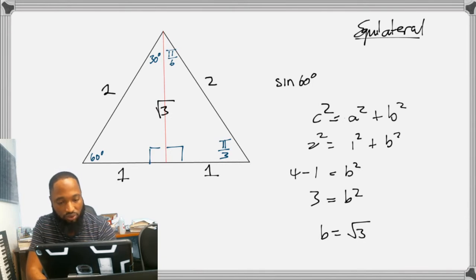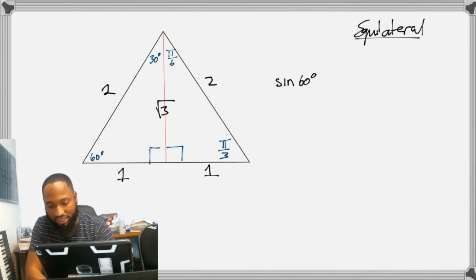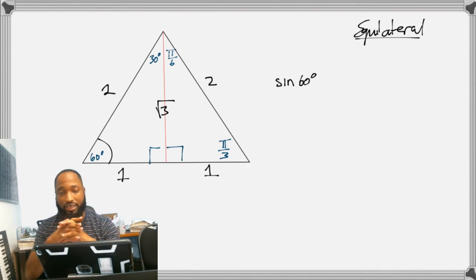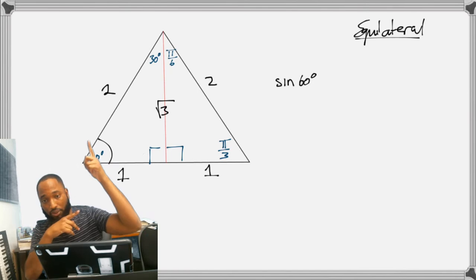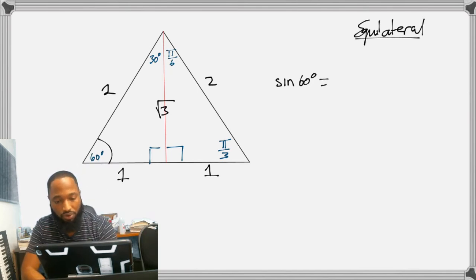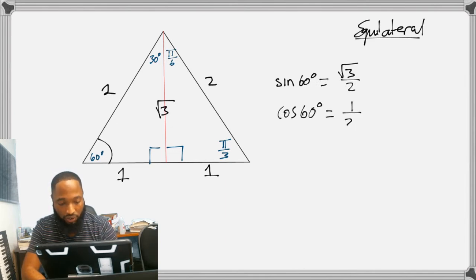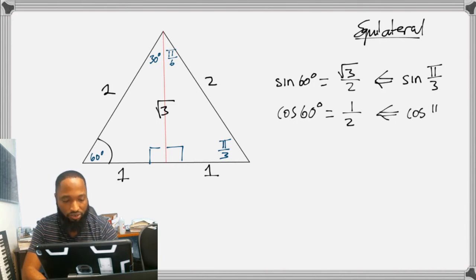So now we can find out what the sine of 60 degrees is without using a calculator. The sine of 60 degrees is the opposite over the hypotenuse, so square root of 3 over 2. And the cos of 60 degrees is the adjacent over the hypotenuse, which is 1 over 2. And by the way, this is the same thing as saying sine of pi on 3, and this is the same thing as saying cos of pi on 3.